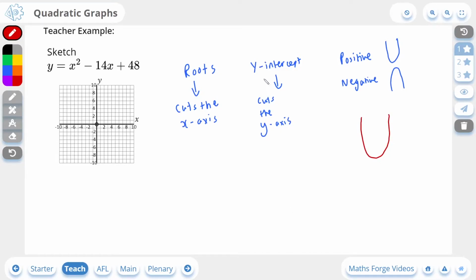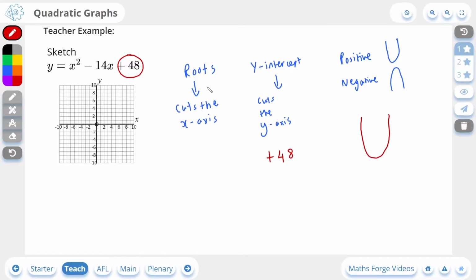The next step is to check your y-intercept. So where does this graph cut the y-axis? And this can be found by your constant in the equation, so the number without any x next to it. So in our case, it's positive 48. So it cuts the y-axis at positive 48.